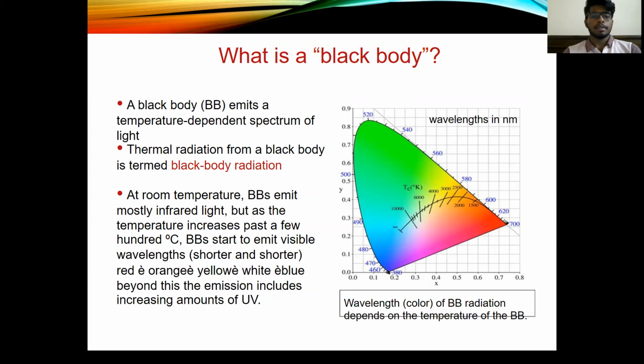A black body emits a temperature dependent spectrum of light. Thermal radiation from a black body is termed black body radiation. At room temperature, BBs emit mostly infrared light, but as the temperature increases past a few hundred degrees centigrade, a BB starts to emit visible wavelengths, shorter and shorter. Red, orange, yellow, white, blue. Beyond this, the emission includes increasing amounts of ultraviolet. Here the wavelength and color of BB radiation depends on the temperature of the BB. The temperature also varies from the black body.